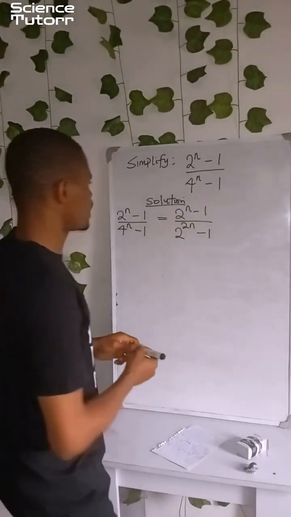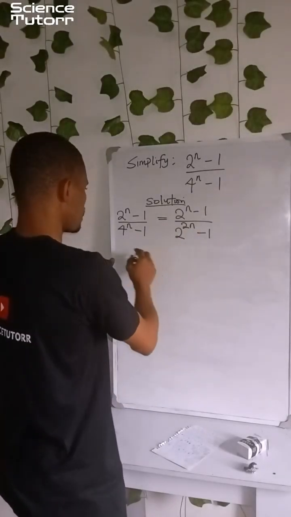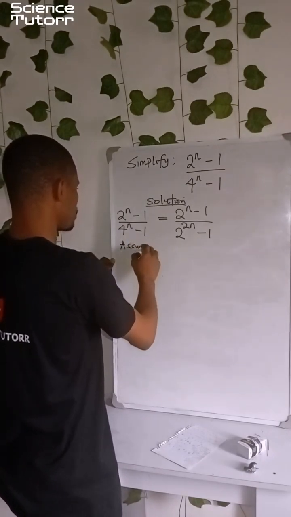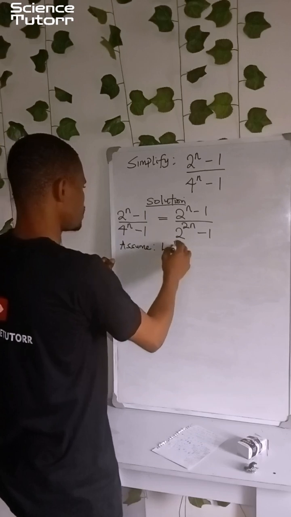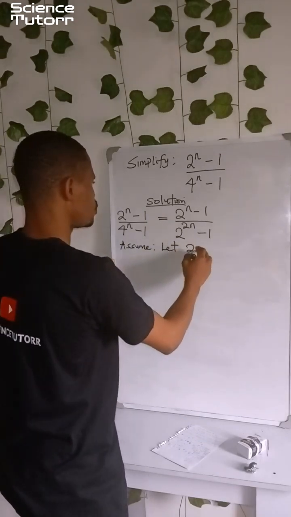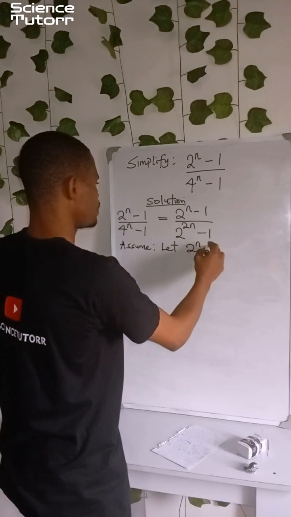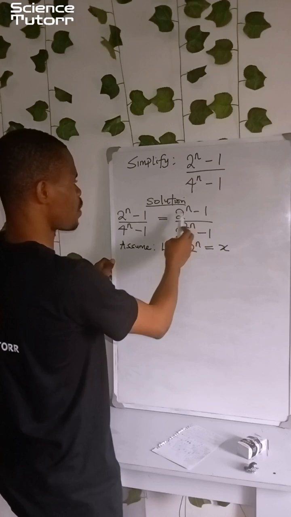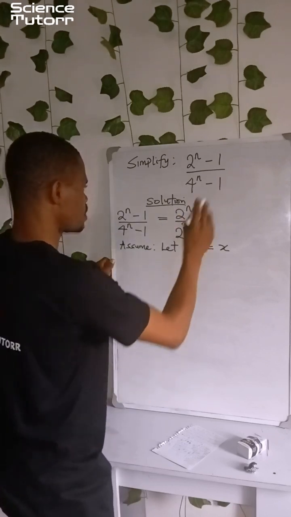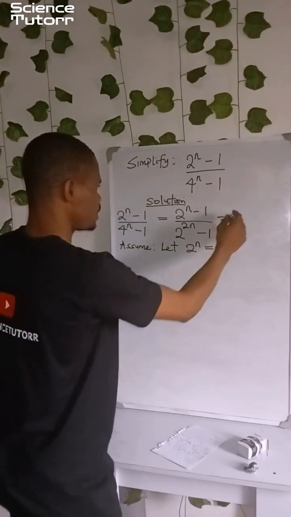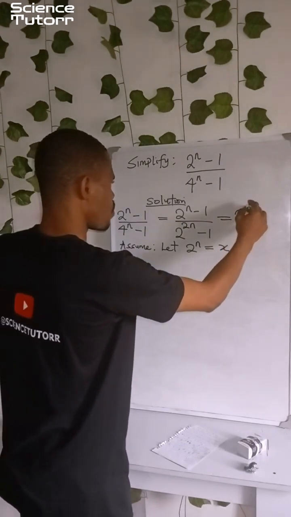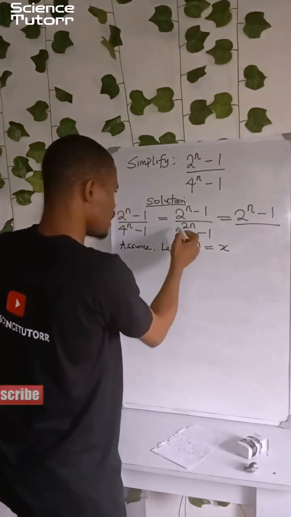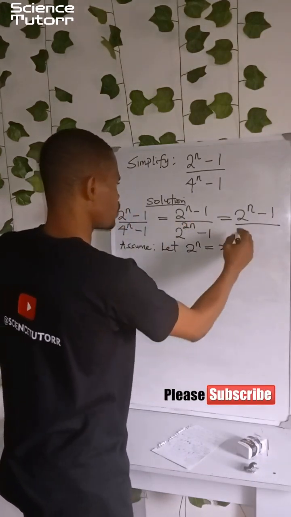Now what I'm seeing here is I'm going to make an assumption. Let 2 raised to power n be equal to x. So wherever I see 2 raised to power n, I'm going to replace it with x. But first of all, I can still write this as 2 raised to power n minus 1 divided by, I want the n to come in here while the 2 goes out.